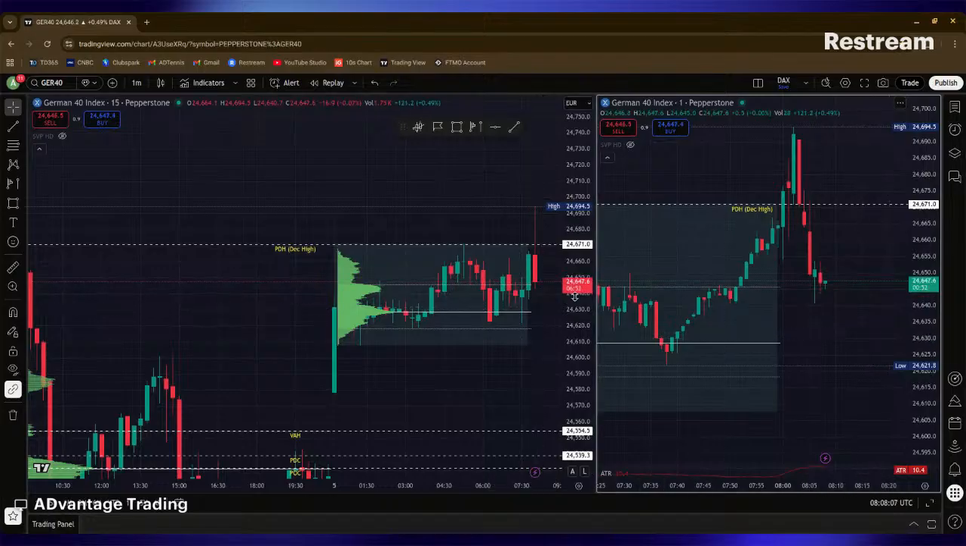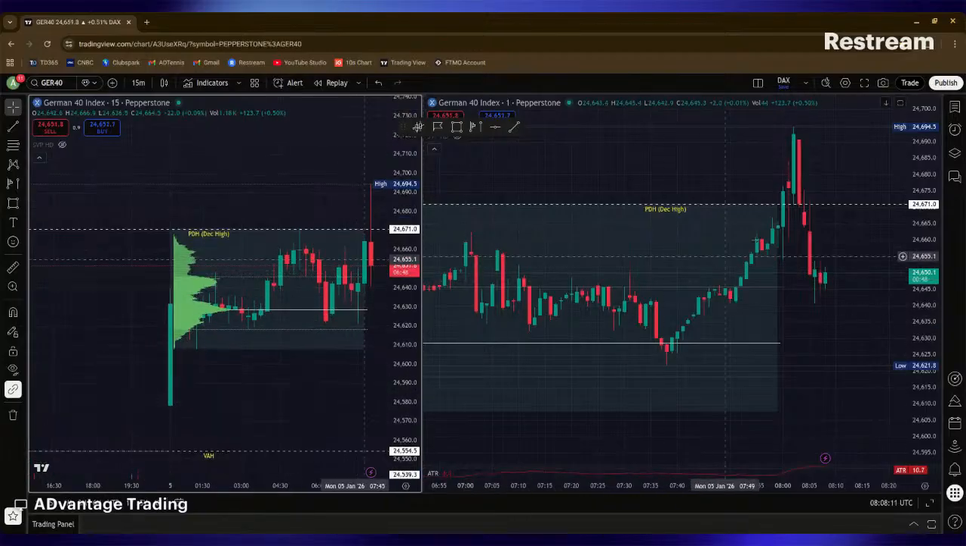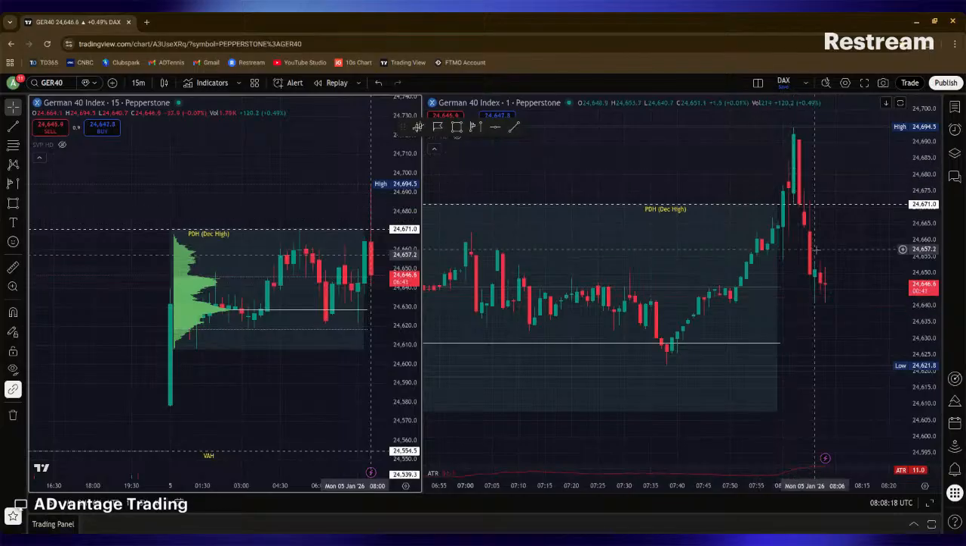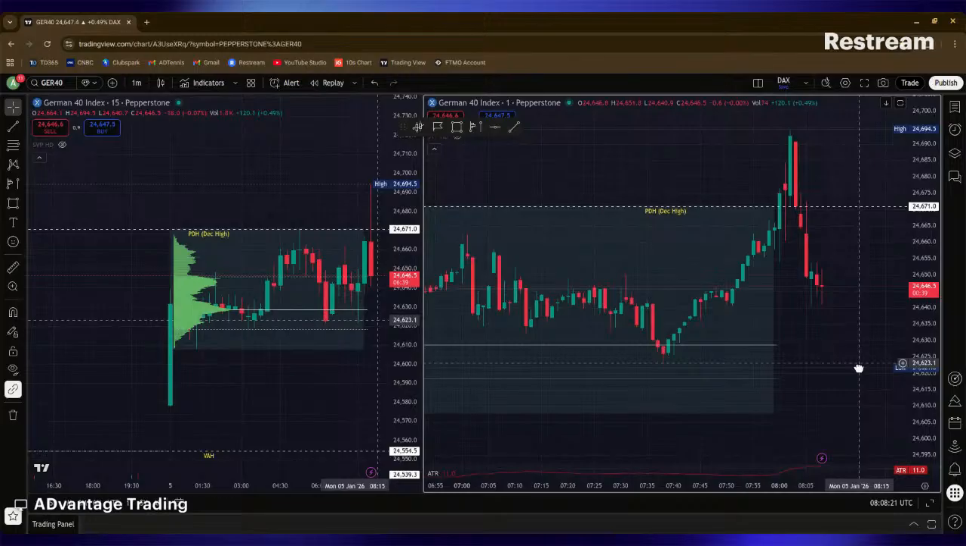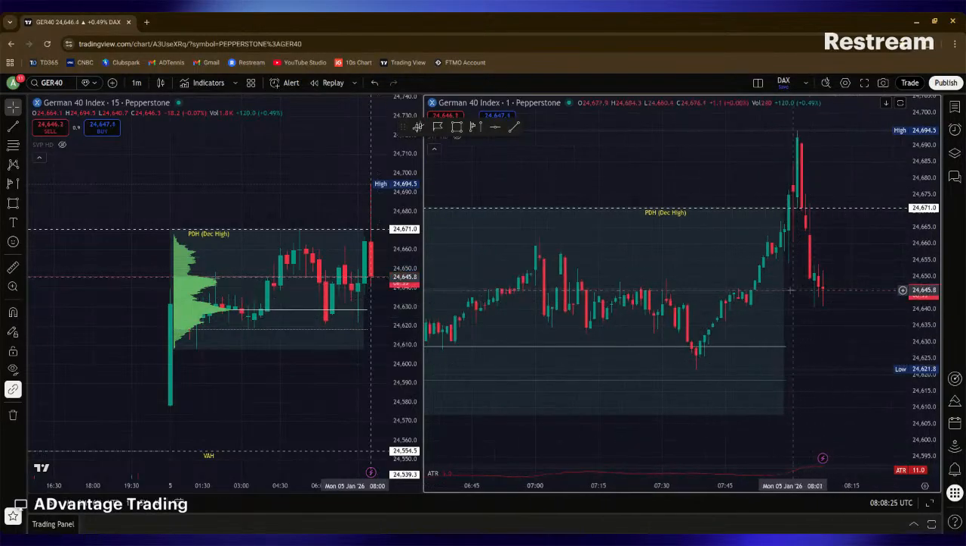So what we've got here in the market is the market has tried to push above the prior high. It failed to do that as expected so early off the open, and we're now coming down and we're testing what's called the value area high of the overnight, of the Asian session, essentially.